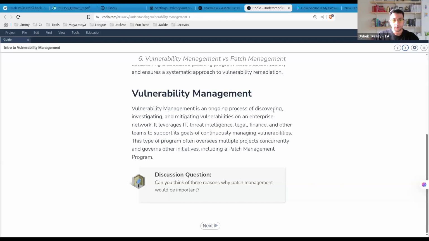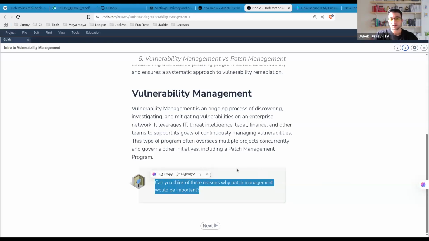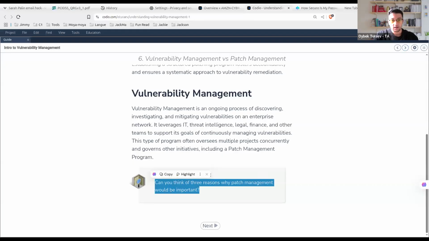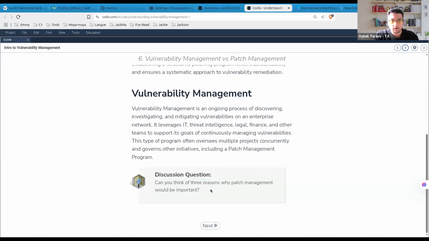Okay, so good. Can you think of three reasons why patch management would be important? Yes, a discussion question. It's a really good question. Can you think of three reasons why patch management would be important? What is the point of patch management and why is it important? Let me pose this question here.